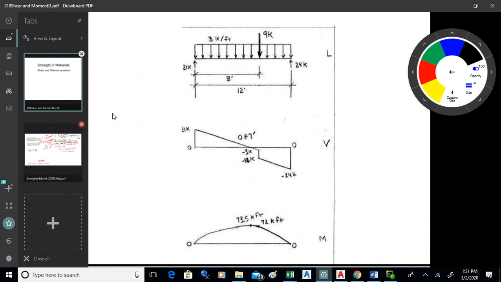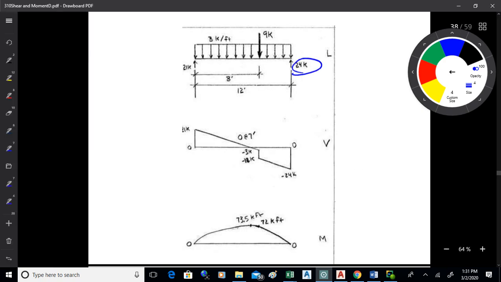We're just getting into more and more varied diagrams here. On this one, we have the distributed load with a point load 8 feet over from the left. Notice the reactions are a little bit out of balance because this load is offset. It's not in the middle, it's off to the right, so that puts more of a reaction on the right.